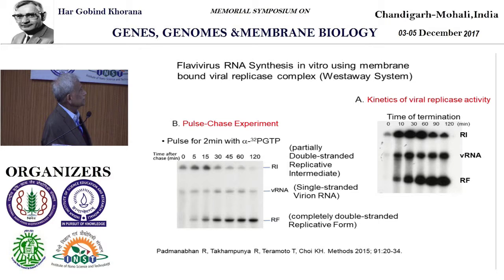So this is the Westaway system. If you take the cytoplasmic fraction and add the labeled triphosphates, in a time-dependent manner you can show that there are three species of RNA. The slowest migrating species is the replicative intermediate. The intermediate mobility species is the virion RNA, which is single-stranded progeny RNA. And the faster migrating replicative form is double-stranded RNA. This is completely resistant to RNase, this is completely sensitive to RNase, and this is partially sensitive to RNase.